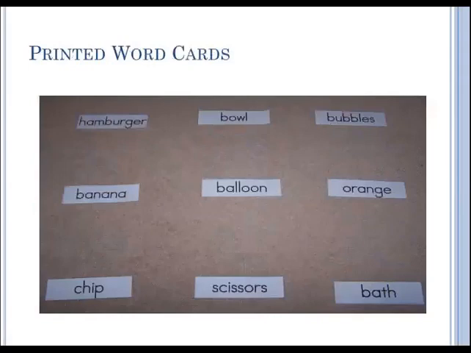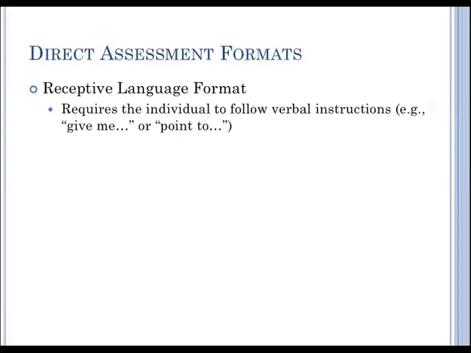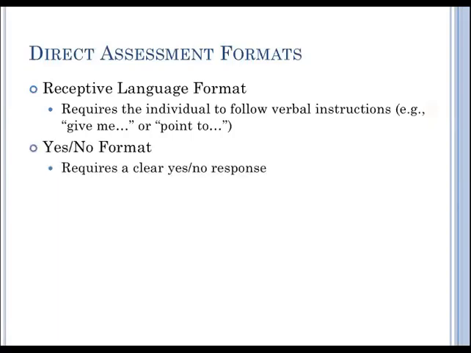And then once you've got your materials together, there are some different ways that you might go about assessing. The first way that you might assess is through a receptive language format. For this to work, the learner has to be able to follow verbal instructions, whether it's give me or point to or look at, that kind of thing. So we'll talk more about that in a second. The other format is a yes-no format, and this requires that your student can give a clear yes-no response, whatever that yes-no response may be, but they have a clear, predictable yes-no response.